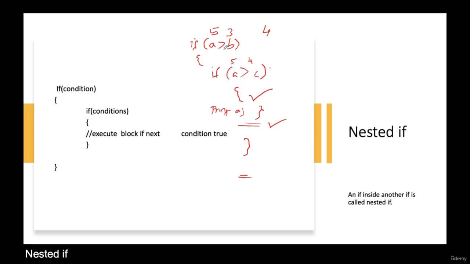But if it is not the case, like if B is 6, 5 greater than 6 is false. So this will not enter this block at all. It will execute the statements coming after that. Suppose B is 3 and C is 6. Then what happens? 5 greater than 3 is true. Then it will enter the block. Then it will check for 5 greater than 6. It's false. So this if statement will be skipped. And if there are any statements outside that, they will be executed.